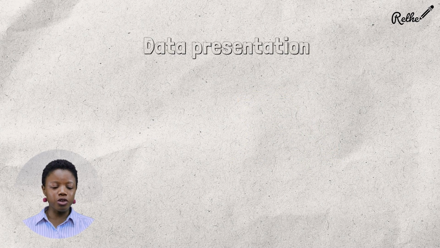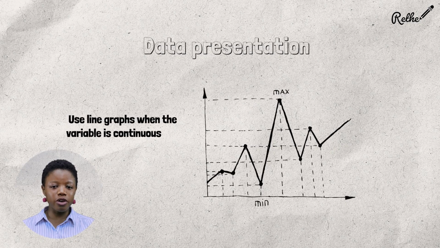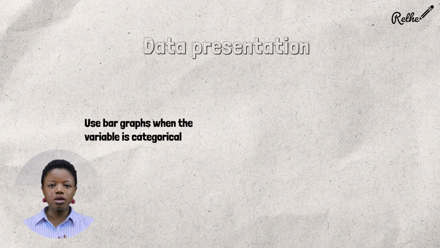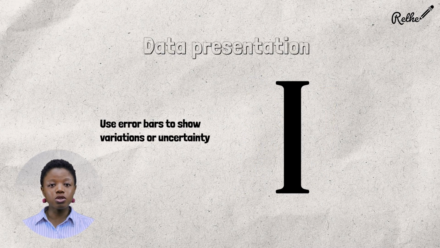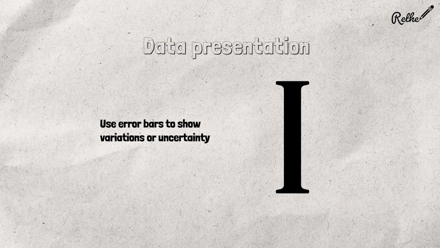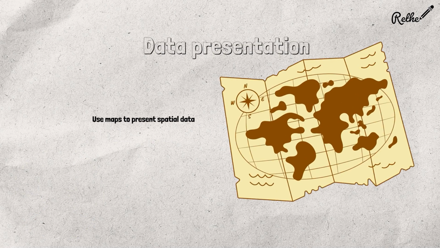Some simple rules for figures. Use line graphs when the variable is continuous. Use bar graphs when the variable is categorical. Use error bars to show variations or uncertainty. Use maps to present spatial data. You can learn more about visualizations online. There are many websites that provide information on how to create beautiful visualizations.